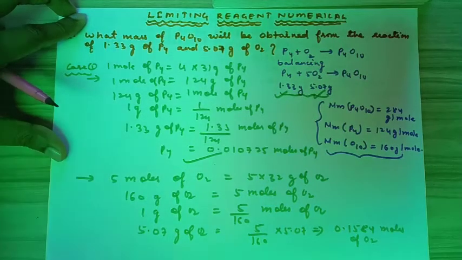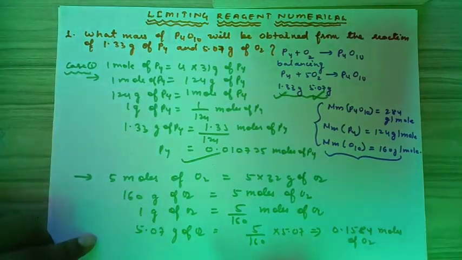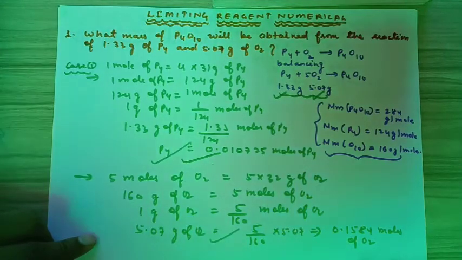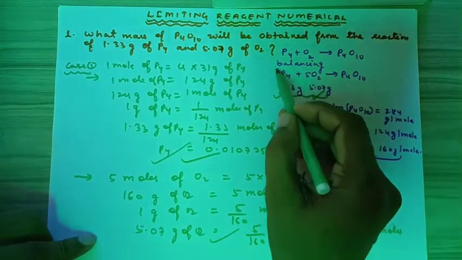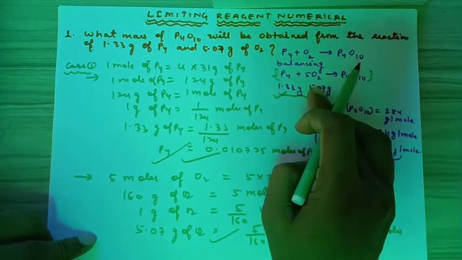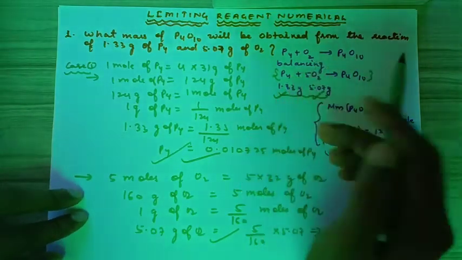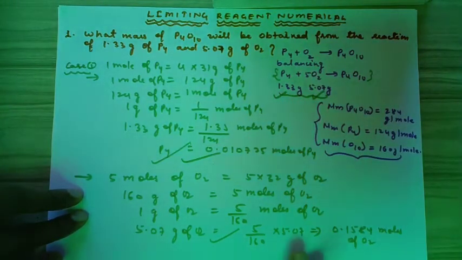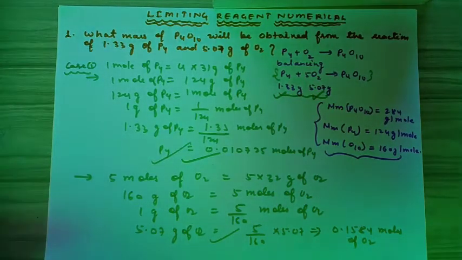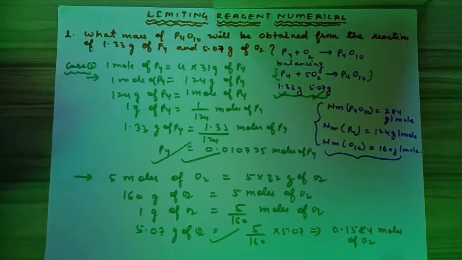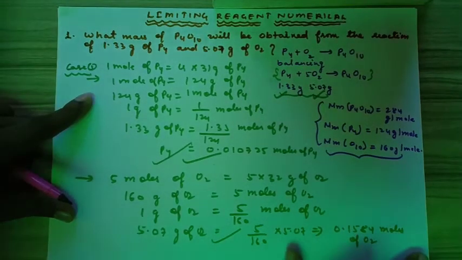moles of O2. Now here we have obtained the amount of P4 and O2 in terms of moles. Now we have to use this equation to find one amount from P4 or O2 and compare it with this to get the limiting reagent. Now if the requirement is more or availability is less, that will be decided as the limiting reagent. If the requirement is less and availability is more, then the other part will be the limiting reagent. Now let's solve it.